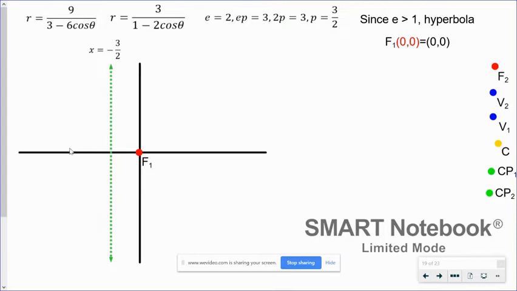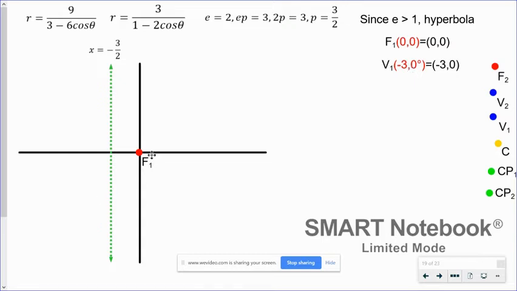I'm going to take those two angles and plug them into my equation. We're way back to plug and chug, like back in the days of Algebra 1. I'm going to find my respective distance of r. So plugging in 0, the cosine of 0 is 1. 1 minus 2 times 1 is -1. And 3 divided by -1 is -3. So that tells me that one of the vertices is at -3 comma 0 degrees.